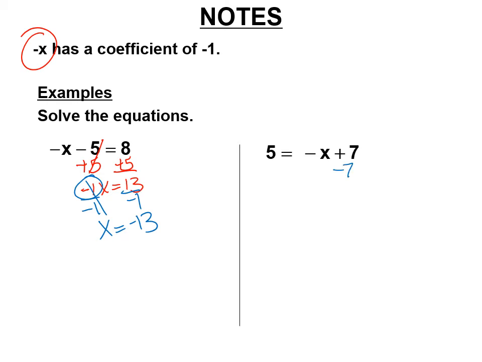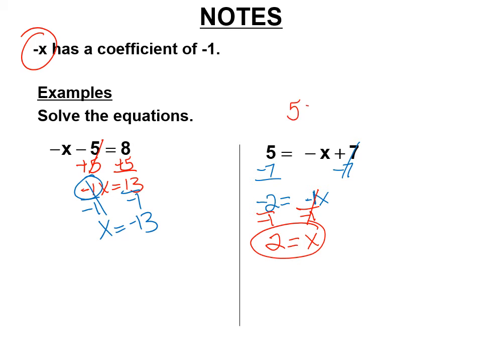So we're subtracting 7 from both sides. 5 minus 7 is -2. All right, so I'm going to put my -1 in there and then divide both sides by -1. -2 divided by -1 is +2. Right? This was 5 equals the opposite of blank plus 7. And the only number that made that true was +2, right? -2 plus 7 equals 5.